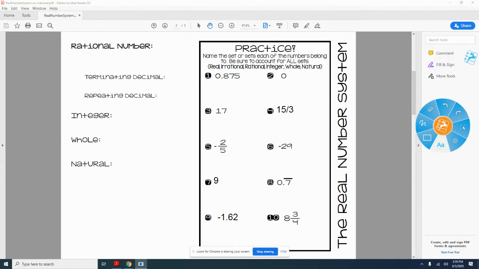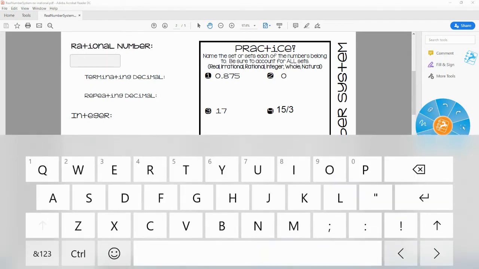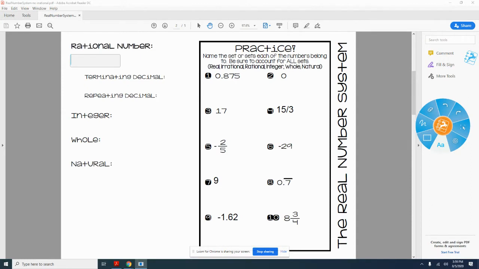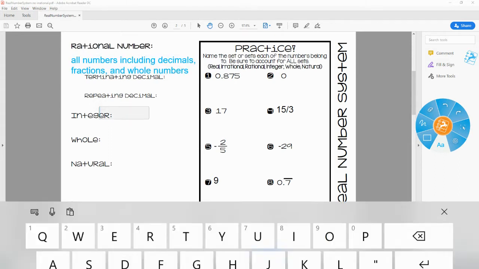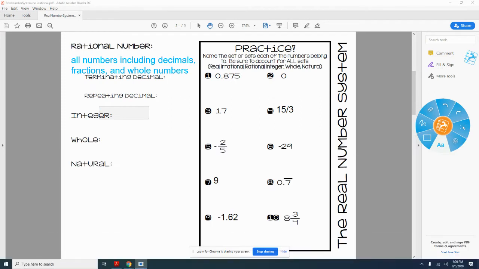And the way that I like to define this, so those of you can just type it in your notes. So you have rational numbers, and this is going to be all numbers, including decimals, fractions, and whole numbers. Okay, so that's going to be all the numbers that you need in 7th grade.